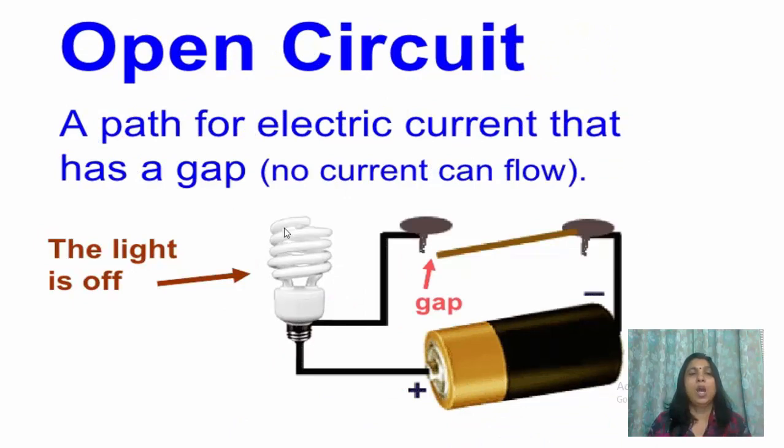Open circuit. A path for electric current that has a gap. Gap means no current can flow. You can see in this simple circuit, there is a gap and the light is off.